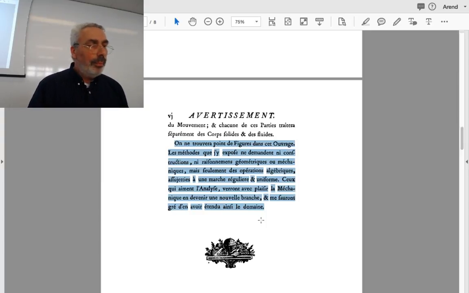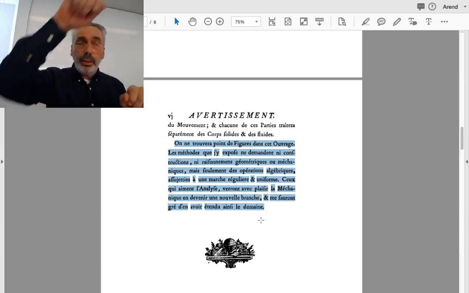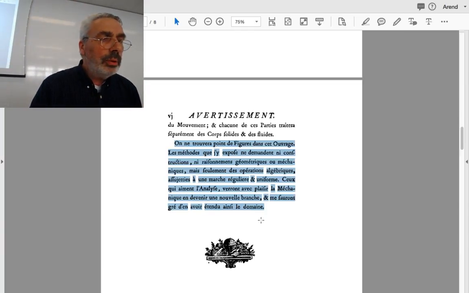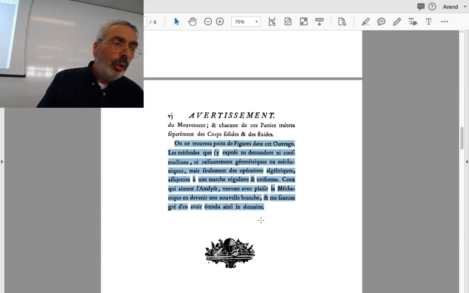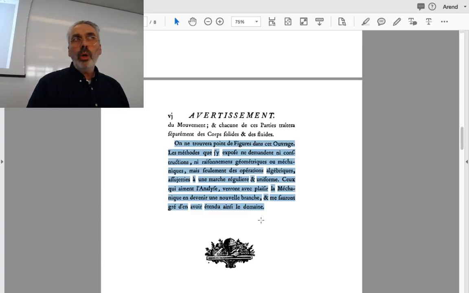Okay, let's read on. Les méthodes que j'ai exposées ne demandent ni construction. So the method I show you does not need any construction. So construction meaning with a ruler and a pen and a line. Ni raisonnement géométrique ou mécanique. So no mechanical or geometrical reasoning. You don't need that.